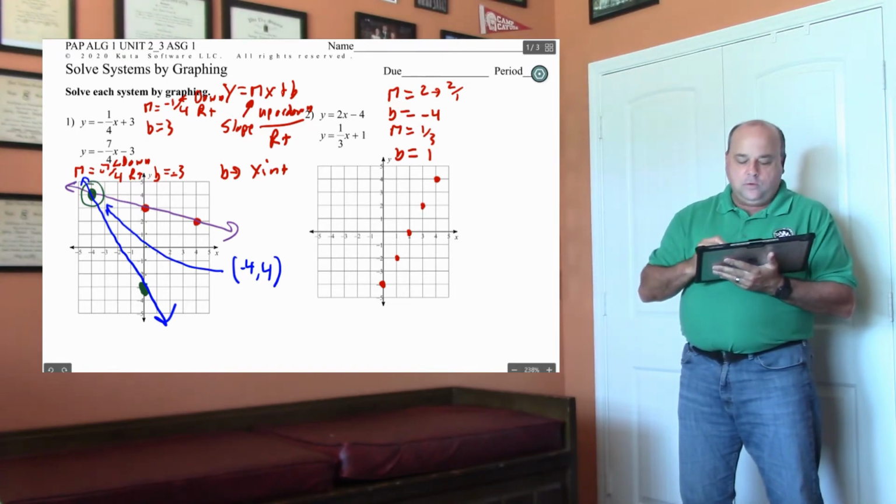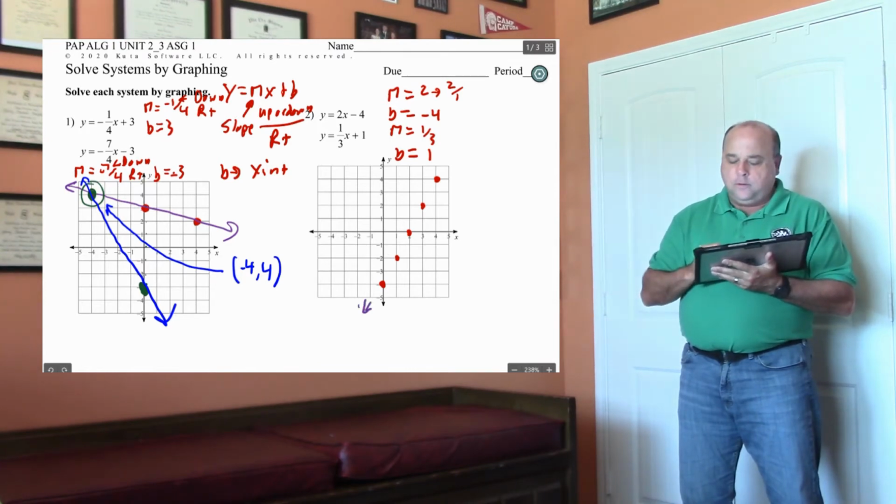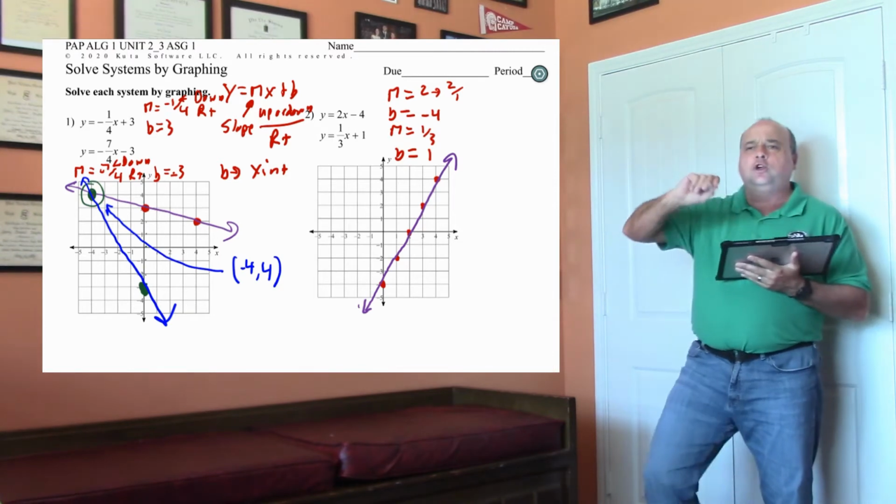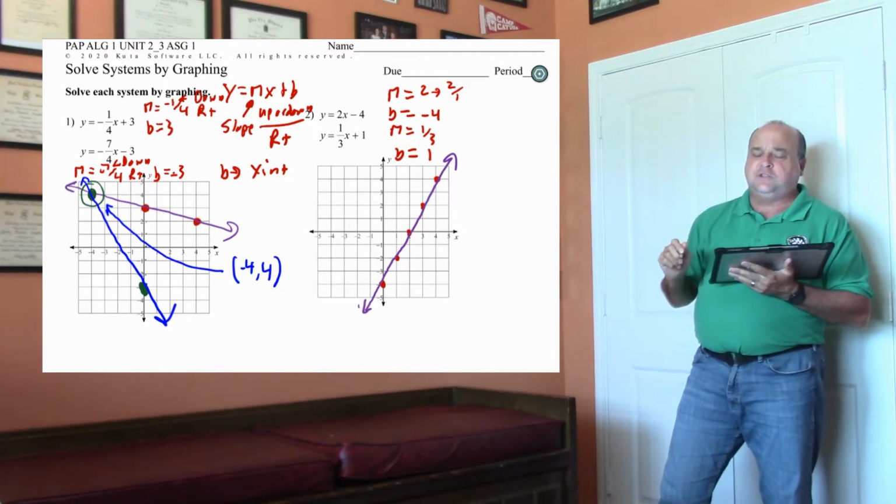Let me make it blue or like purple. Notice you can still see my dots. Draw your line real small so you can still see your dots.